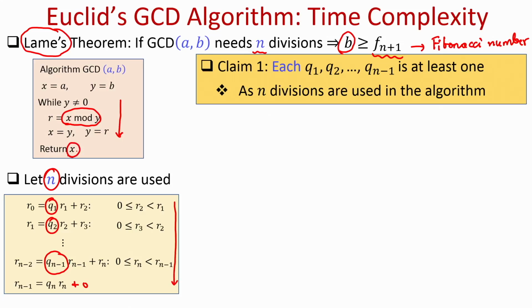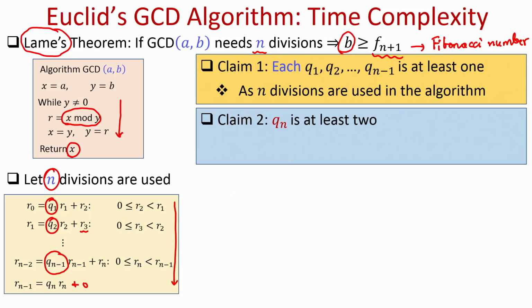Okay. So, that means definitely R0 is not completely divisible by R1, and we obtain some remainder, because then only we have gone to the second iteration. So, that means q1 is at least 1. Similarly, R1 is not completely divisible by R2, there was some remainder, that means q2 is at least 1, and so on.